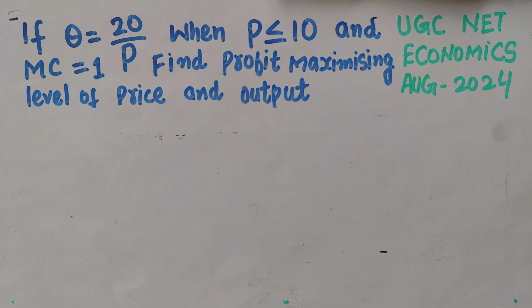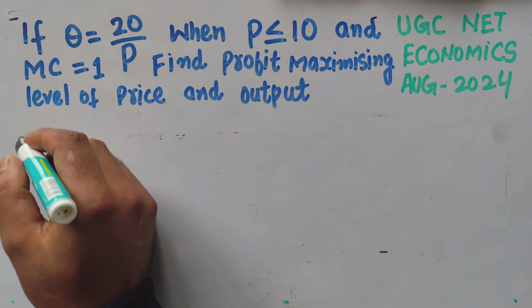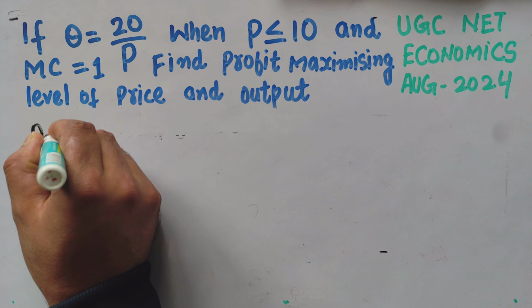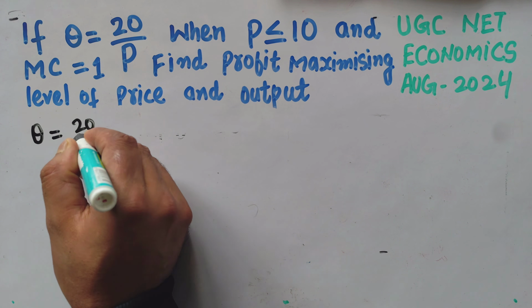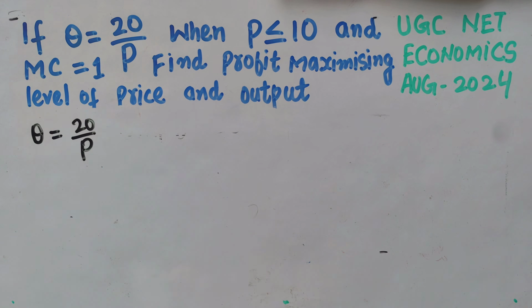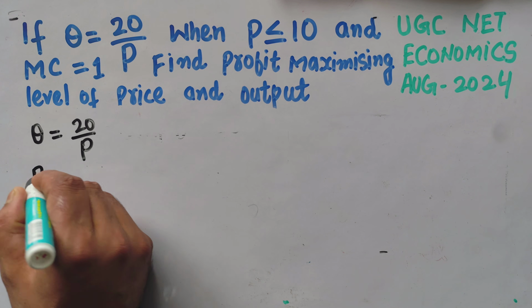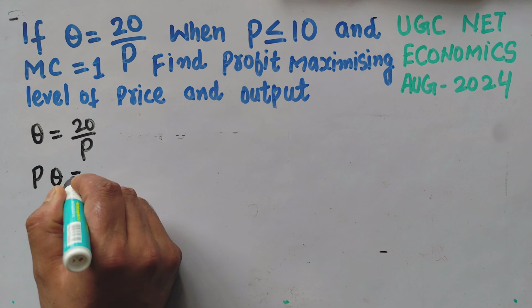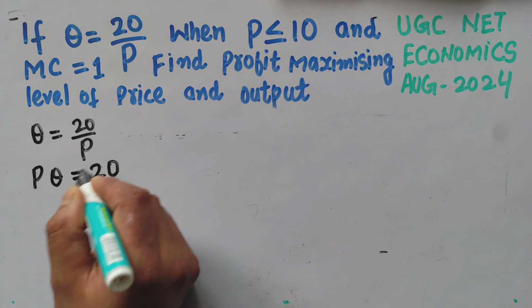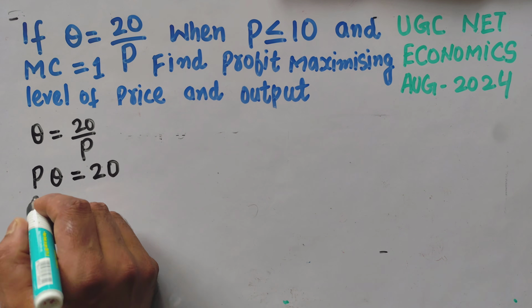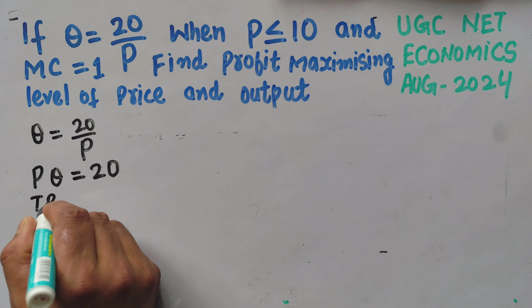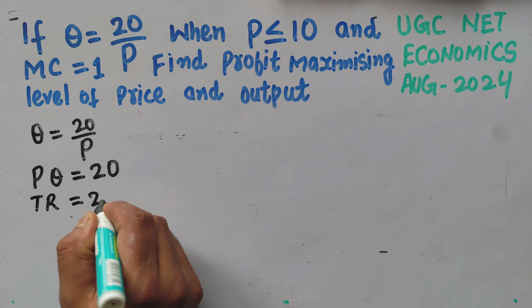Okay, so what we are being given here is the demand function, and let me write it here: Q is equal to 20 upon P. This is our demand function. Now if I transpose this P, it gets multiplied, so P into Q is equal to 20. We know that price into output is total revenue. Can I write total revenue is equal to 20?